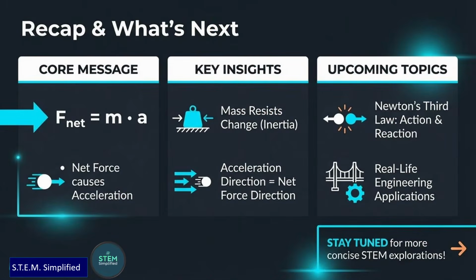Here's a quick recap just so you know what you should really take away from this lesson. Newton's second law shows us that net force causes acceleration and is described by the equation F net equals m times a, also known as force equals mass times acceleration. Mass represents resistance to motion, and acceleration always points in the direction of that net force.